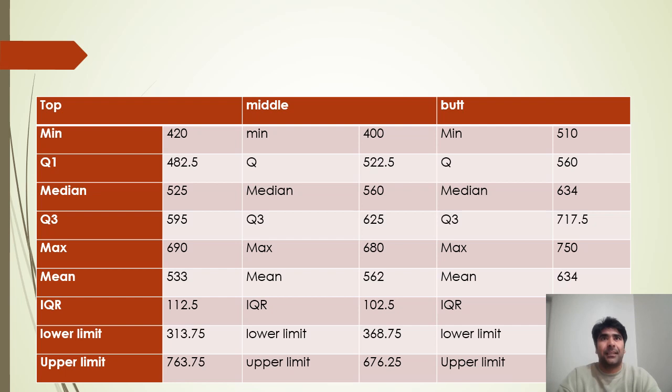The summary of this table suggests that the top and bottom sets have similar median values, while the middle set has a slightly higher median. The top set exhibits a wider range of values compared to the other sets, as indicated by the larger IQR. The bottom set showed the largest IQR and a relatively higher mean value compared to the other sets. The lower and upper limits provide an indication of potential outliers within each set.